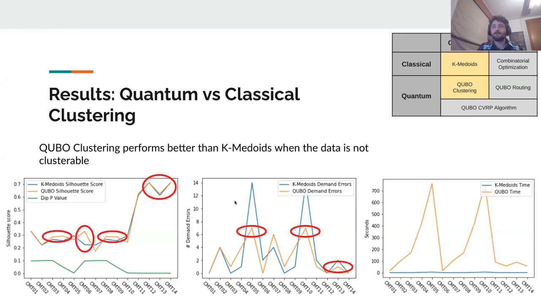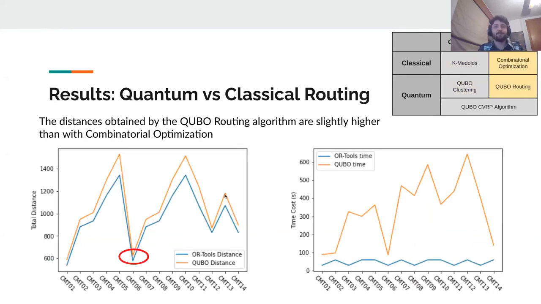From the experiments performed, we have observed that the distances obtained by the QUBO routing algorithm tend to be slightly higher than the ones obtained by the combinatorial optimization algorithm. This can be seen in the left graph, where the orange line represents the distance obtained by the QUBO algorithm, and the blue line the distance obtained by the combinatorial optimization algorithm. Though the difference is not huge, and there are indeed some cases where both algorithms obtain extremely similar distances, on average, the combinatorial optimization algorithm tends to obtain better results than the QUBO routing algorithm.